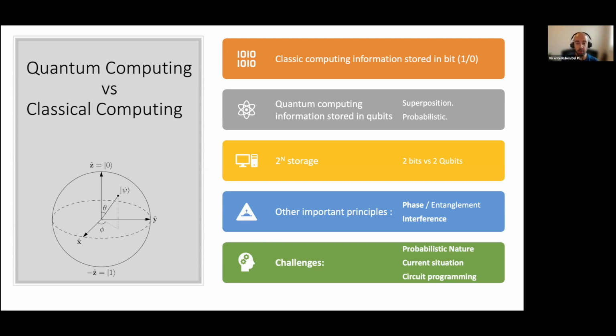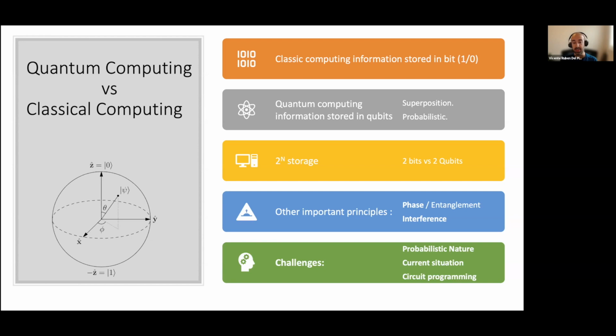It allows you to store much more information using quantum computing than classical computing. Meanwhile, with one bit, you can store only one state, 0 or 1. With one qubit in quantum computing, you can store any value between 0 and 1. What you will have is a probability of that specific qubit being 0 or being 1. And again, I will go deeper into this later.